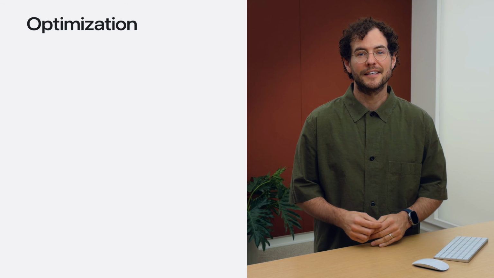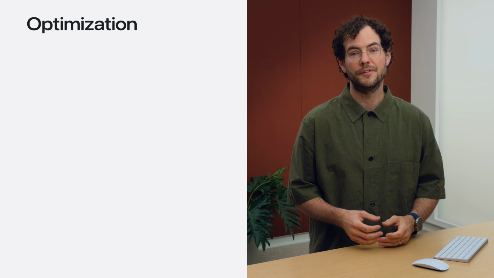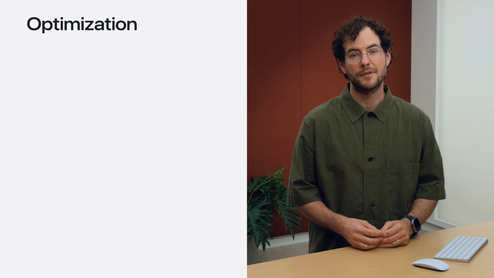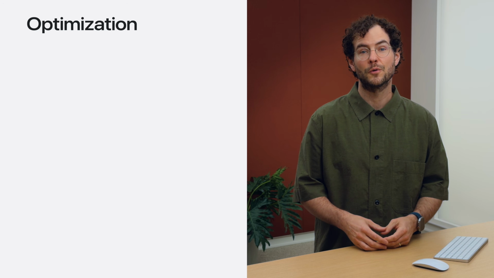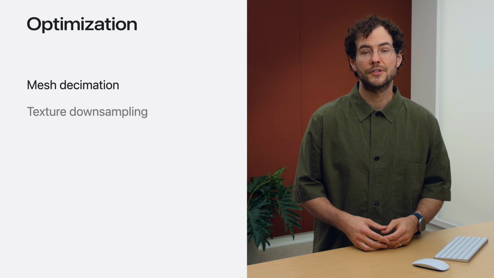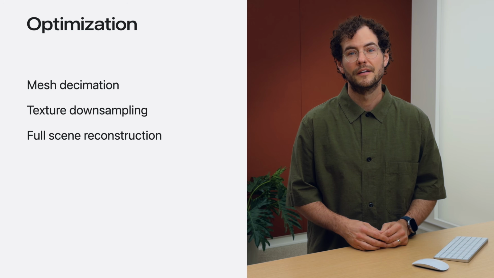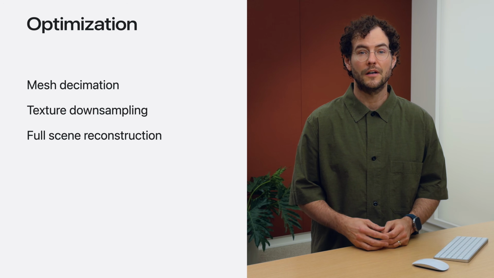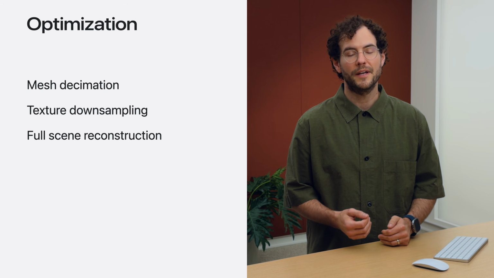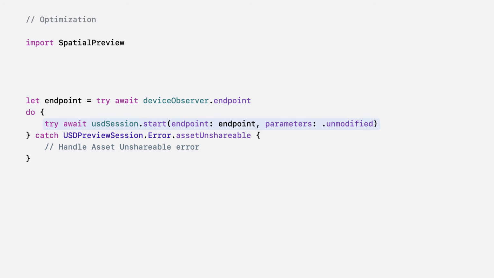USD scenes can contain incredibly high fidelity content, which might be too complex to render on Vision Pro. By default, Spatial Preview automatically optimizes the USD content before sharing, including mesh decimation, texture downsampling, and potential full scene reconstruction if necessary, all to ensure that it performs well on Vision Pro. If the scene needs to be reconstructed, it won't be editable, but people can still view it and add annotations.